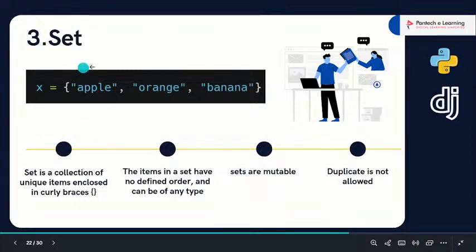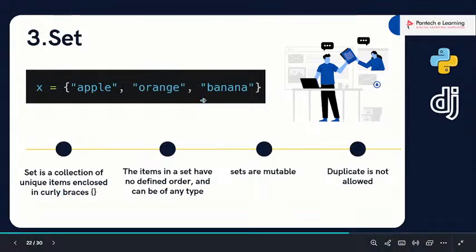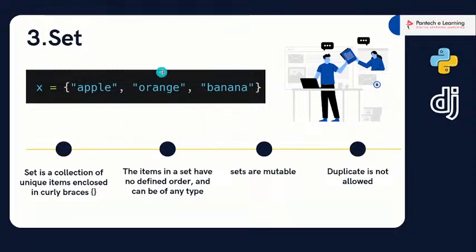How do we define a set? We open the flower bracket and assign three data items, apple, orange and banana, and it is stored in the variable x. What is the purpose, the functionality of set? Set is a collection of unique items enclosed in curly brackets. That means a collection of data enclosed in the flower bracket.